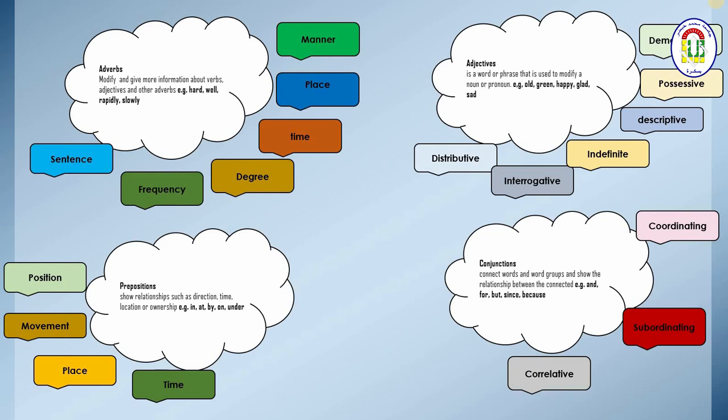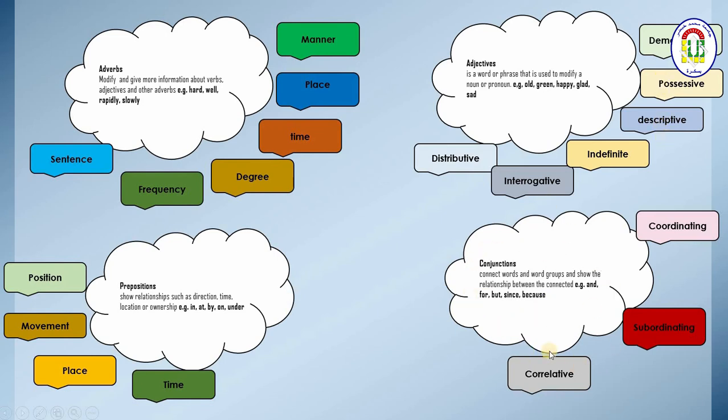A happy woman. So demonstrative, possessive, descriptive, indefinite, interrogative, and distributive, these are normally the different types of adjectives we have in English. So we are going to see them one by one with the lesson of adjectives.